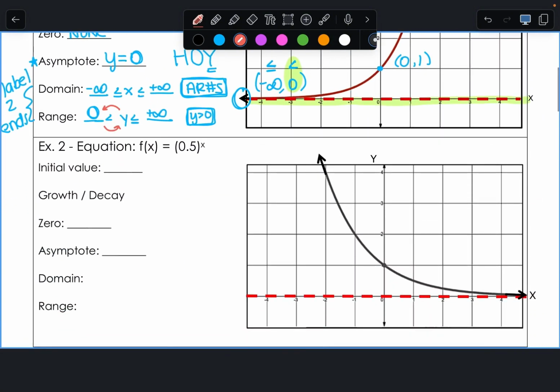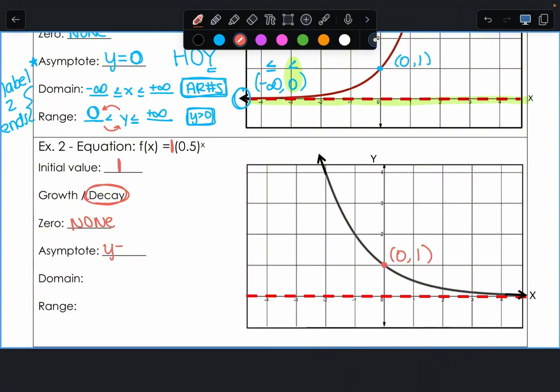Number 2. What's your initial value? How do you know? Because there's nothing in front of it and nothing in front of the parentheses. What else? The y-intercept. It crosses the y-axis at 0, 1. Very good. Growth or decay? This one's decaying. If you start on the left side of the graph, it's going down. Okay? What about the 0? None. There won't ever be an x-intercept. Not in Algebra 1. And the asymptote?